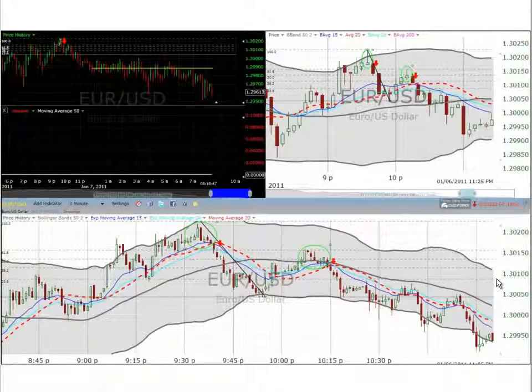This is a combination of the pin bar and the cross and the fib lines. So this is when everything comes together. You're using price action with candlesticks, with fib lines, everything comes together.